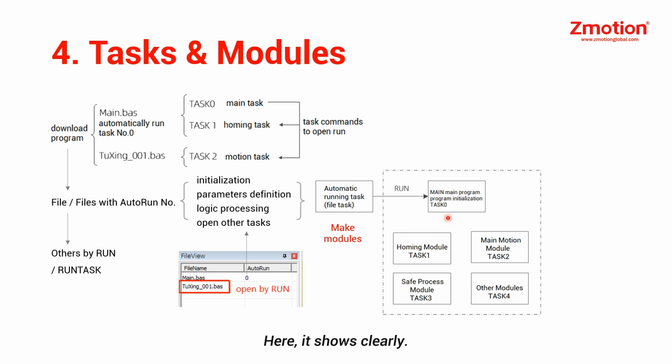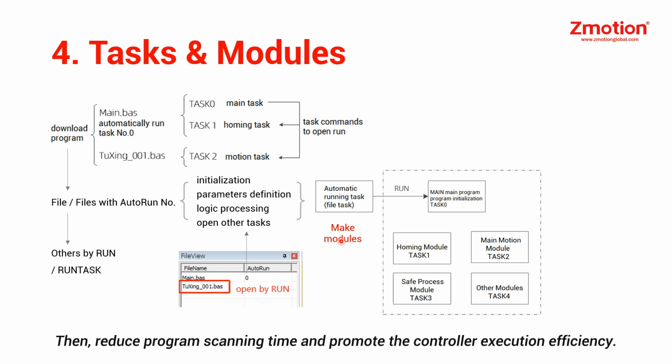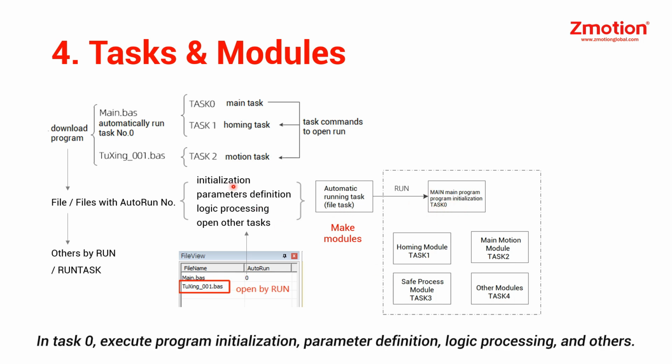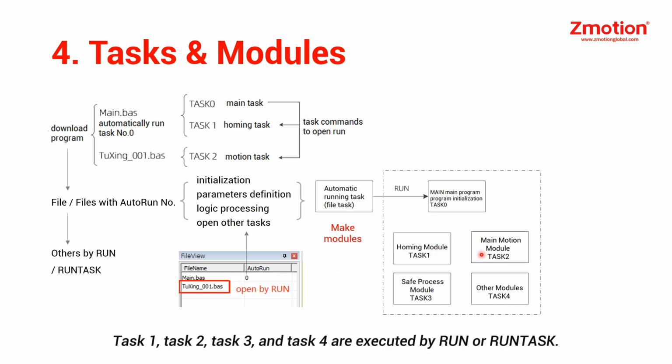Here, it shows clearly. Make modules when programming. That is, some modules are only called to execute when needed. Then, reduce program scanning time and promote the controller execution efficiency. Download the program. Run task 0. In task 0, execute program initialization, parameter definition, logic processing, and others. Task 1, Task 2, Task 3, and Task 4 are executed by run or run task.